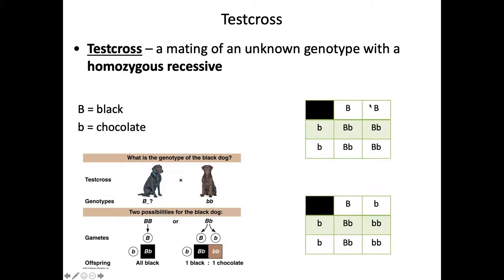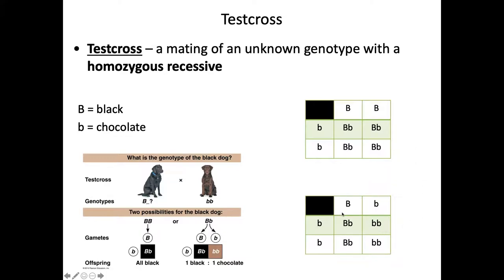Well, we're going to do those two possibilities and mate those possibilities with a homozygous recessive dog that is little b, little b. Okay, so now if the parent is homozygous dominant, we'll put that here, and then we're going to mate that with a homozygous recessive. We see that when we complete the Punnett square, all the offspring would be heterozygous and have black fur color. So based on the results of the offspring, if every single one of them, 100% of the offspring, has black fur color, that means that parent is most likely homozygous dominant.